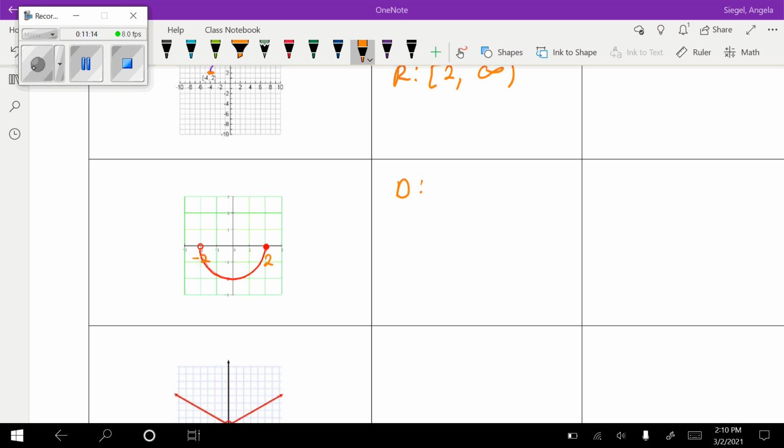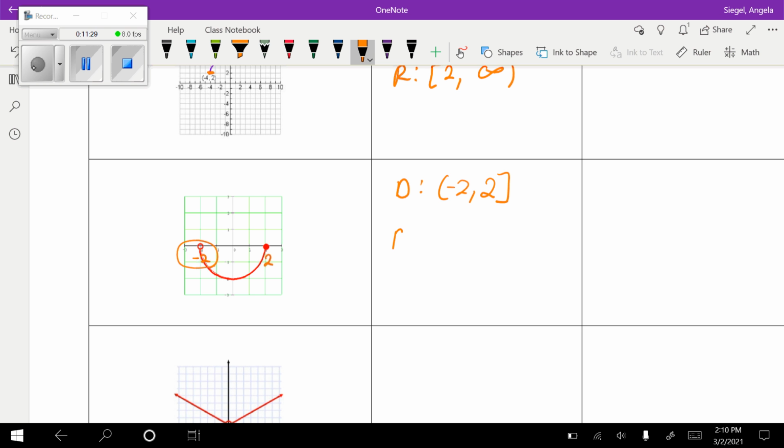Okay, so how far to the left does it go? It goes to -2, but it's an open circle, so it's going to be parentheses. How far to the right does it go? It goes to 2. It's a closed circle, so it's going to be a bracket.